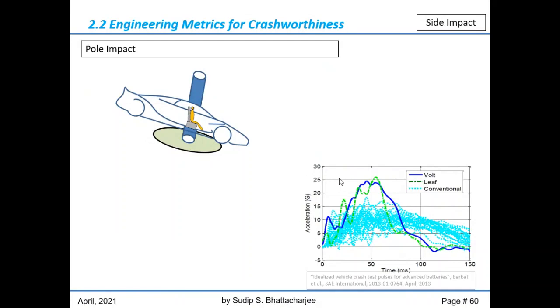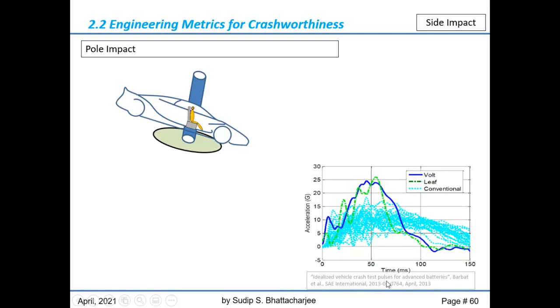One other test, which is even more severe than that deformable side impact test, is the pole impact test. When I say more severe, it is very locally severe to the vehicle because it's a pretty localized impact, a rigid pole, and the vehicle is impacting on it laterally.